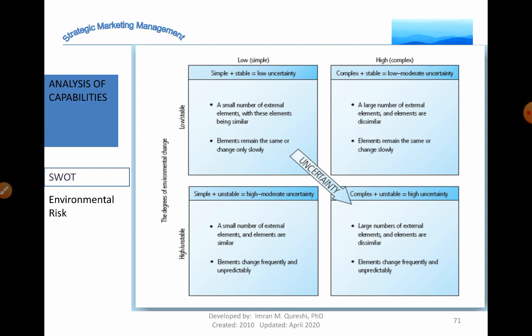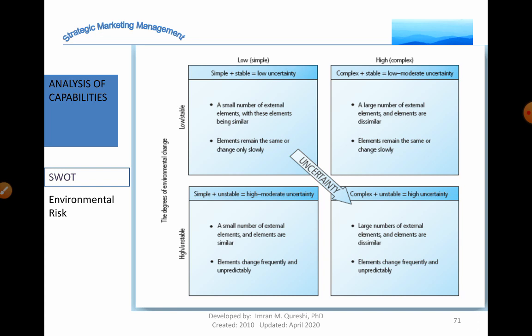Now, this is in continuation of our analysis of capabilities. We had been talking about the SWOT, the strengths, weaknesses, opportunities, and threats. In the last lecture, we had talked about strengths and weaknesses, and in this lecture, we are talking about opportunities and threats, of how to identify opportunities and threats.